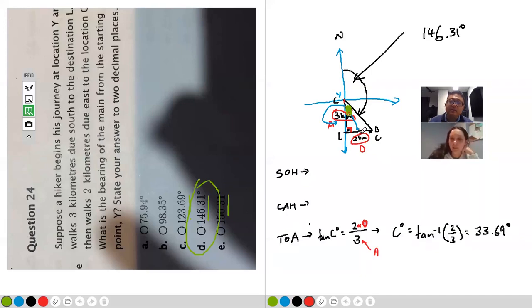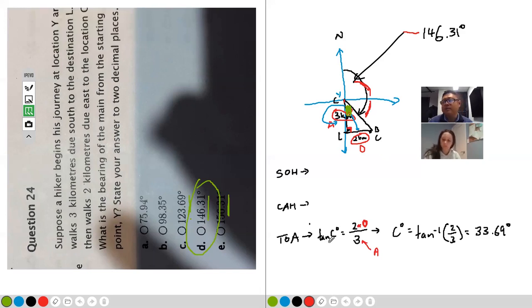180 minus. What was it? 33.69. That's right. Go with whichever way you think is more comfortable for you. Like I said, for me, it'd be easier to just minus from 180, but yeah, true. Whatever works for you if you're confident that you won't get it wrong by doing 90 minus to get that angle and then adding 90. Whatever works for you. Yeah, okay. Got it? Yep, got that one.